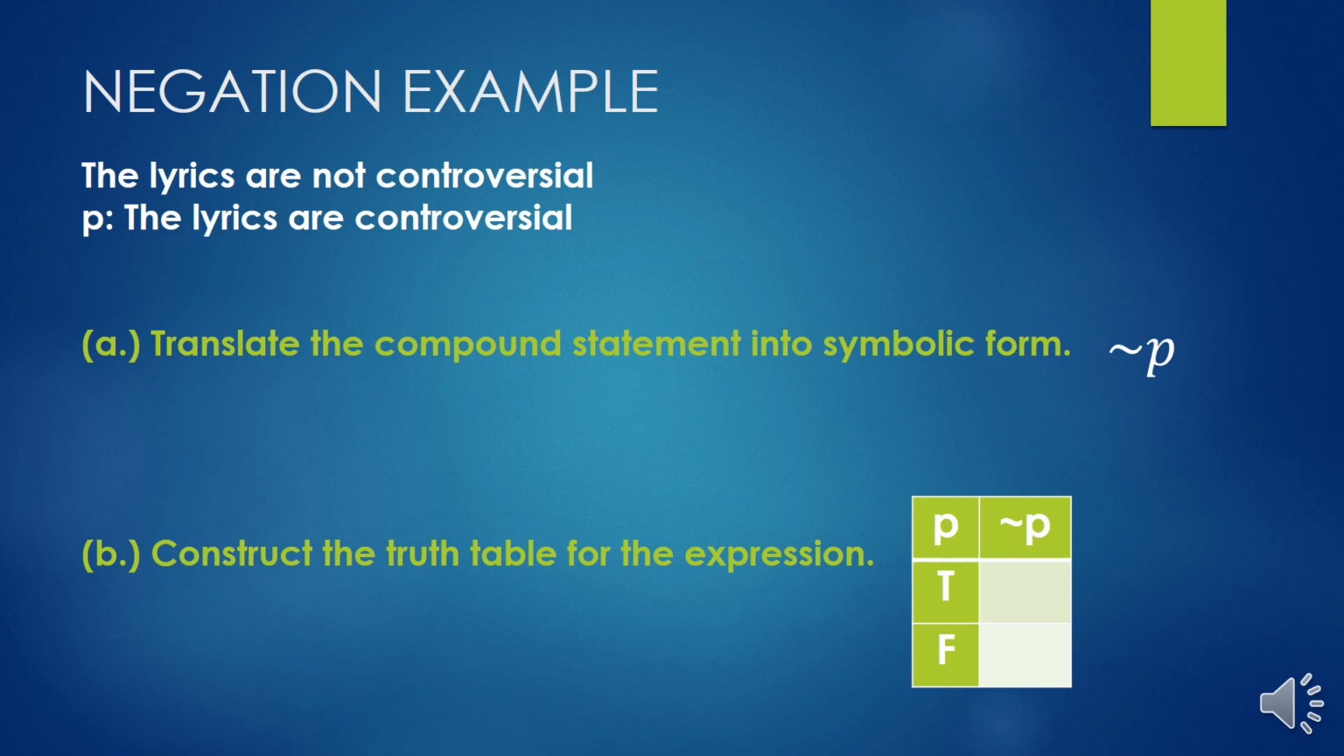So here's our blank truth table. We've got P. The 2 possible truth values for P are true and false. We need to fill in the not P column. To fill in the not P column, you're just going to change the T's to F's and the F's to T's. So T turns to F, F turns to T. That is the completed truth table for that compound statement.